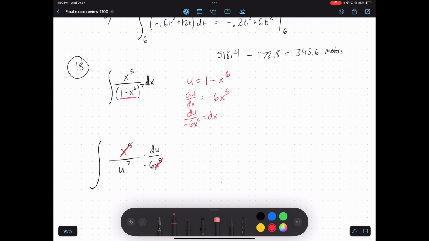Outside. I can put it outside the integral because it's just a constant. But just be careful when I do that. It is in the denominator. Everybody okay with that? So keep it in the denominator. Okay, and that leaves me with 1 over u to the 7th du. Do I know the antiderivative formula for 1 over u to the 7th?